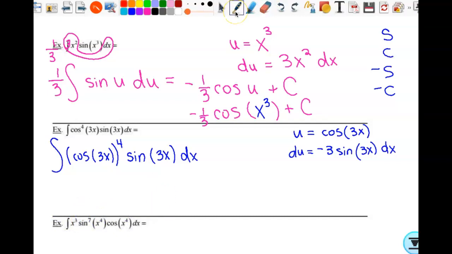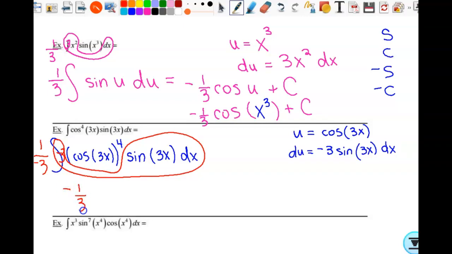Okay, so the only thing we're missing is that negative 3, so I can multiply by negative 3 as long as I do what in the same step? Okay, divide by negative 3. All right, so we've got the negative 3 sine 3x dx. That all disappears and becomes part of that du. So negative 1/3 integral of u to the 4th power with respect to u. So now we've simplified this a lot, right?